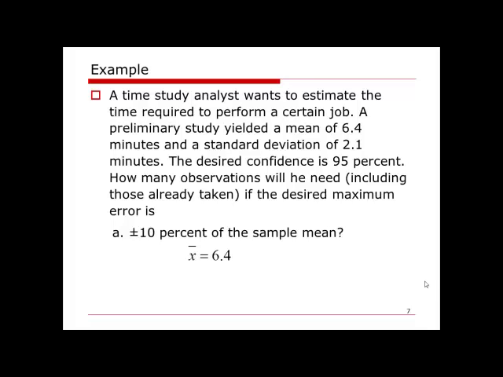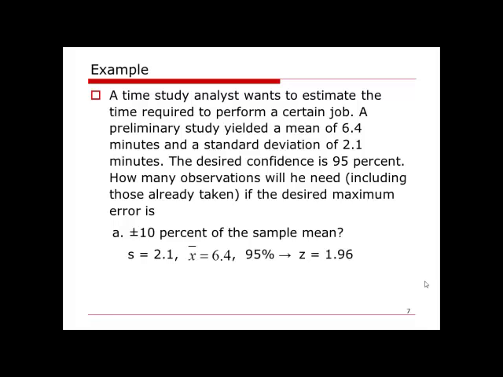Now we take a look at an example. The time study wants to estimate the time required to perform a certain job. A preliminary study yields a sample mean of 6.4 minutes and a standard deviation of 2.1 minutes. The desired confidence is 95%. How many observations will be needed if the desired maximum error is, part A, plus or minus 10% of the sample mean? Here we see that the error is expressed as a certain percentage of the sample mean, which means we need to use the first formula to do the calculation.